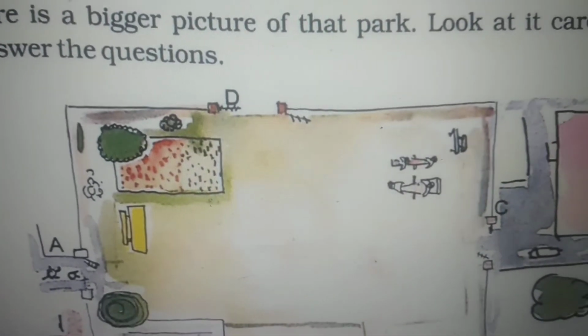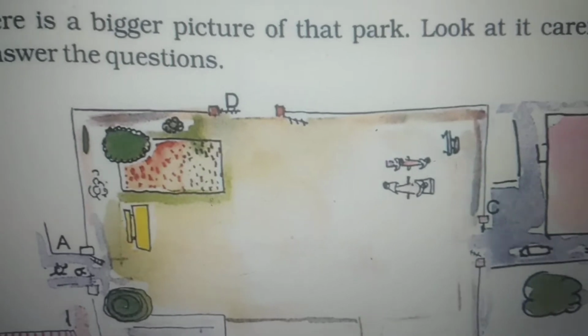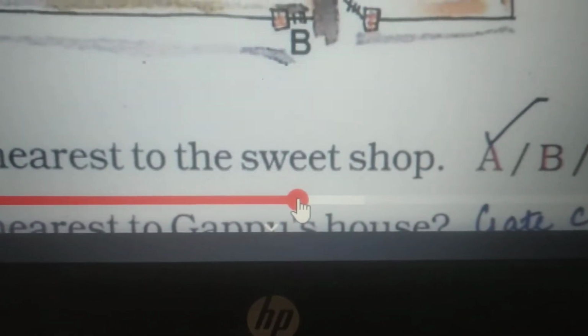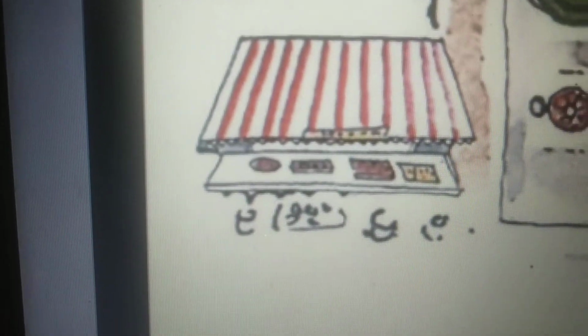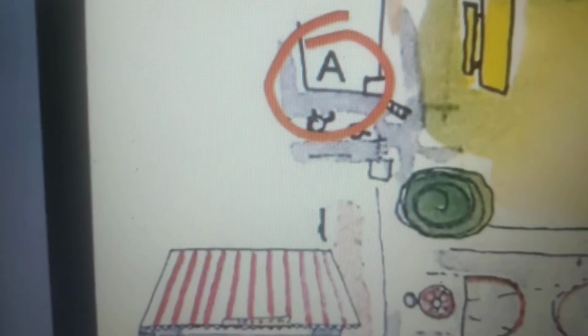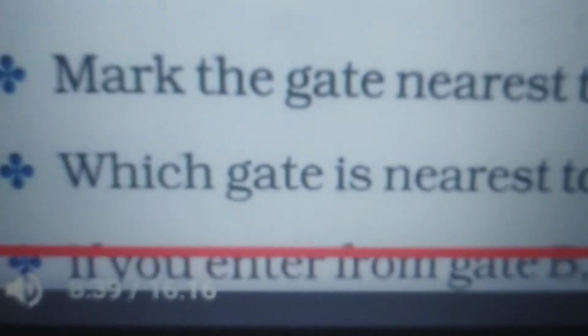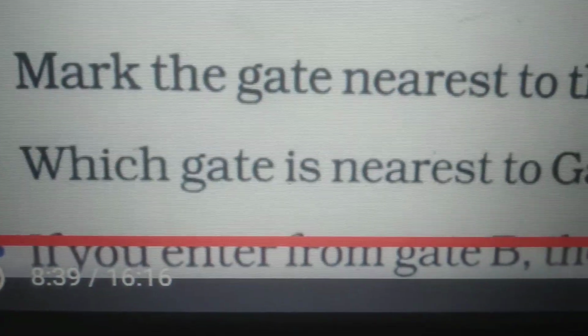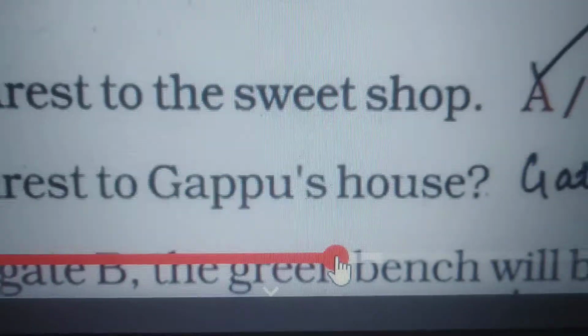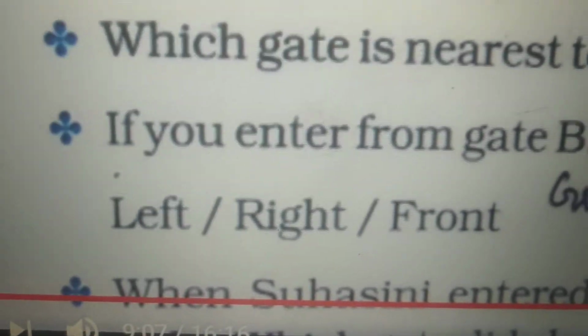Here is a big picture of the park behind Gappu's house. So you look at the picture and answer the questions. First question is, mark the gate nearest to the sweet shop. So this is the sweet shop and the gate is A. So the correct answer is A. Next question, which gate is nearest to Gappu's house? This is Gappu's house and the gate nearest to it is C. So the answer is gate C.